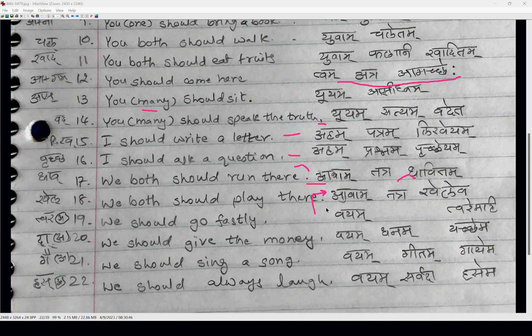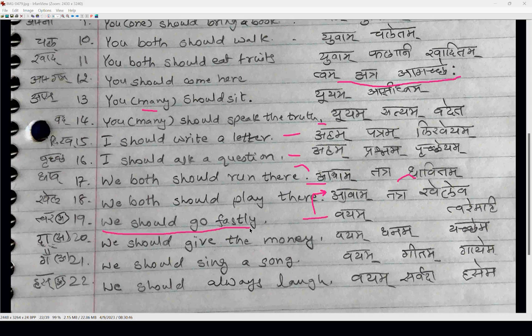Okay, next. Next is we both should play there. Avam tatra kheleva. Then we should go fastly. Vayam tvaremahi. We should give the money. So this is, we should go fastly. This tvaremahi is okay, but tvarate is like hurrying. So you can keep it simple.